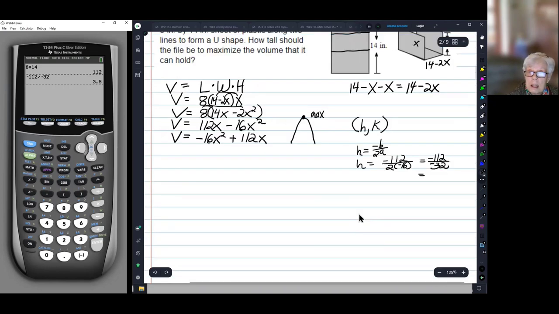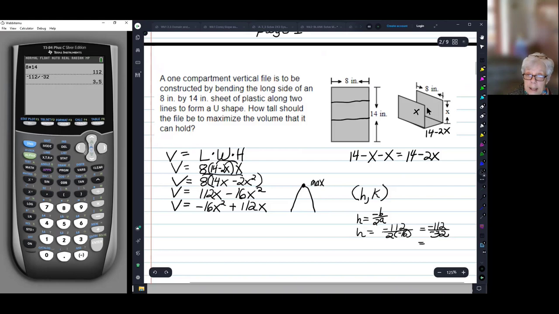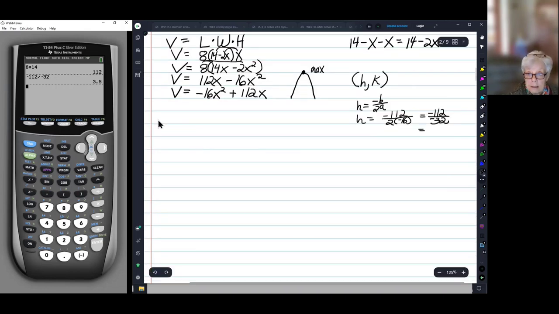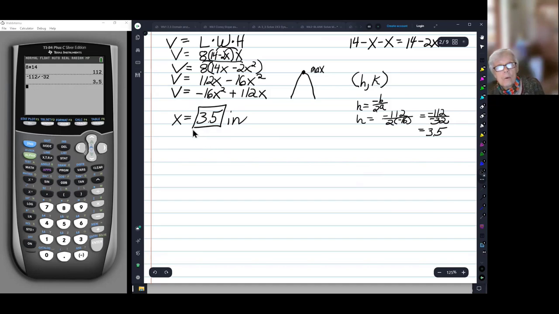So each side needs to be 3.5 inches in order to maximize the volume. They're not asking for the volume. What is the maximum volume? They're not asking that. Only what does x need to be? So x is going to be, let me write 3.5 over here. 3.5 inches. Okay. There you go.